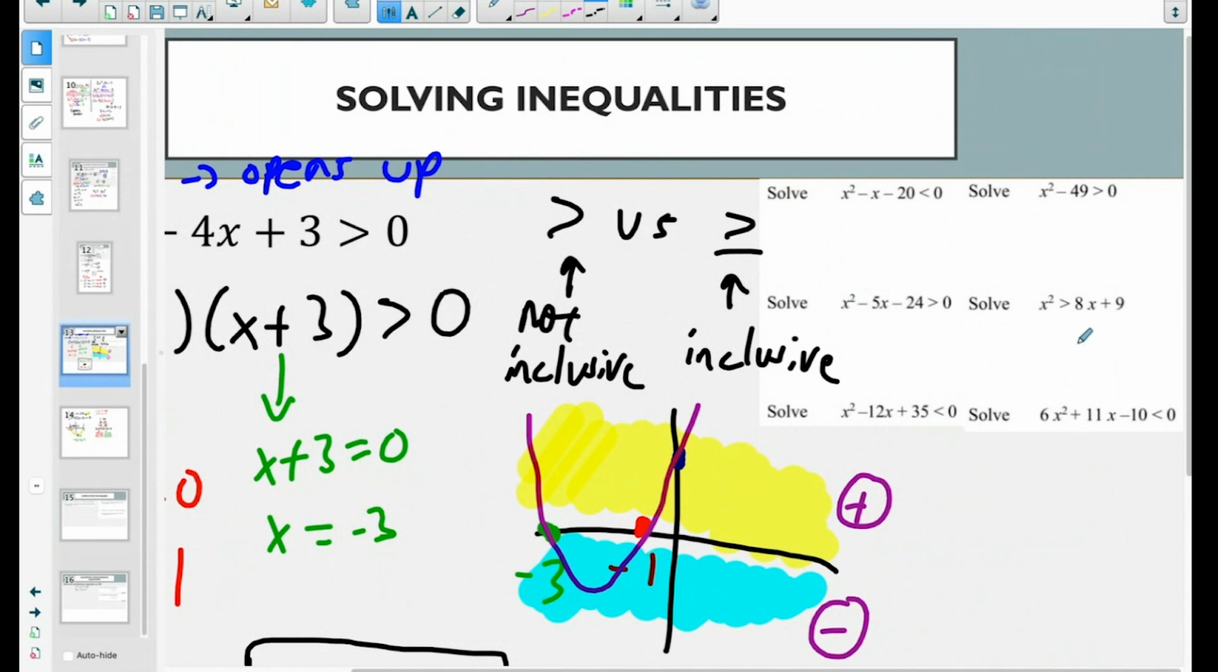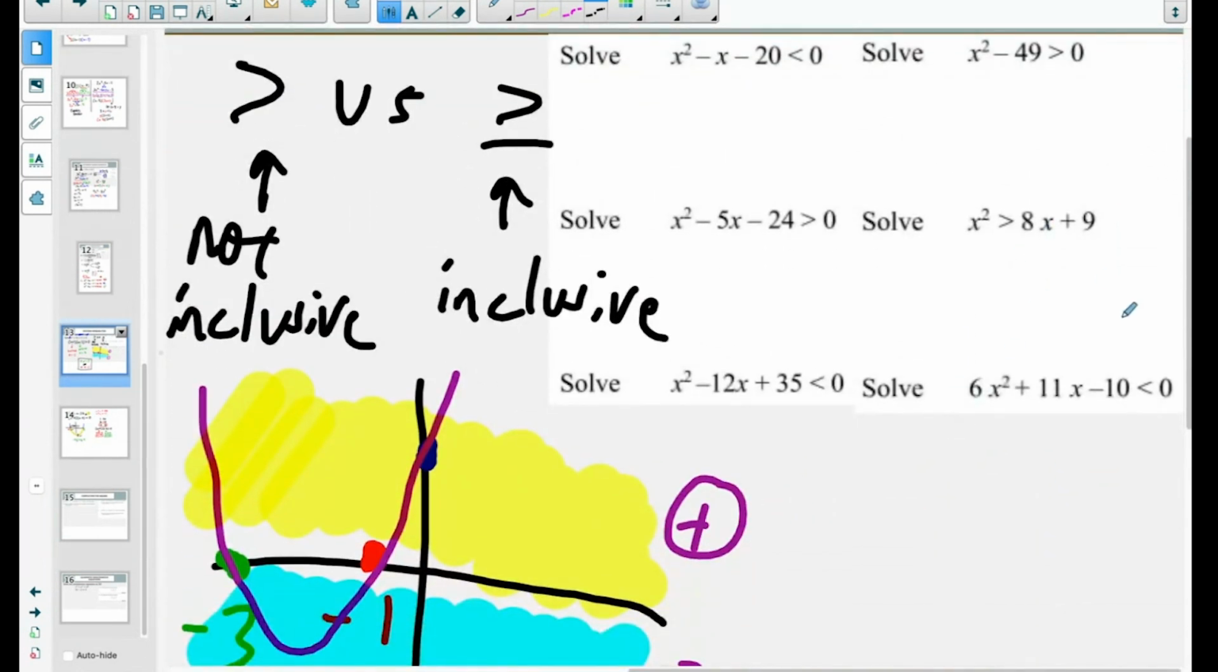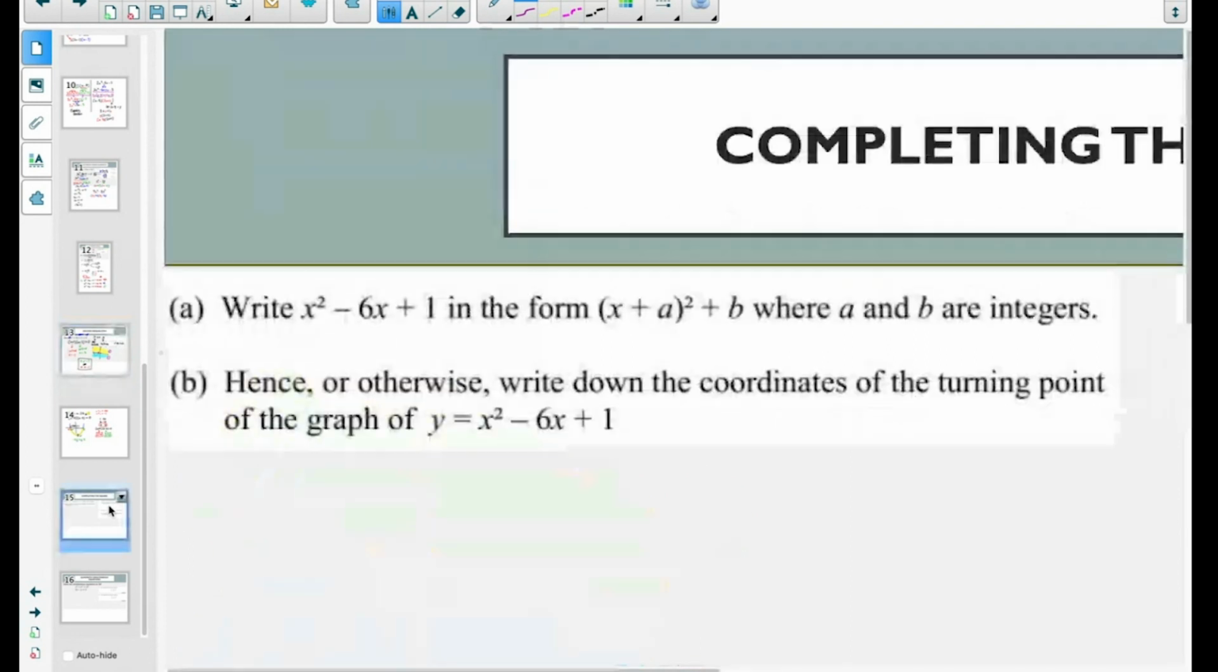Maybe the last thing that I want to mention before I move on from inequalities is this one problem here. The trick for this one is you'll notice that it's not greater than 0. It's greater than 8x plus 9. Really all we need to do is move everything to the left-hand side. We'll have x squared minus 8x minus 9 is greater than 0. Then we can just solve it exactly the same way as our other questions. Okay, let's move on to completing the square.